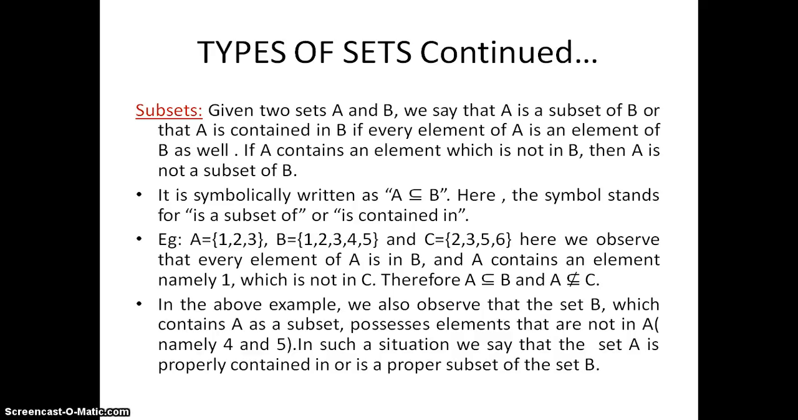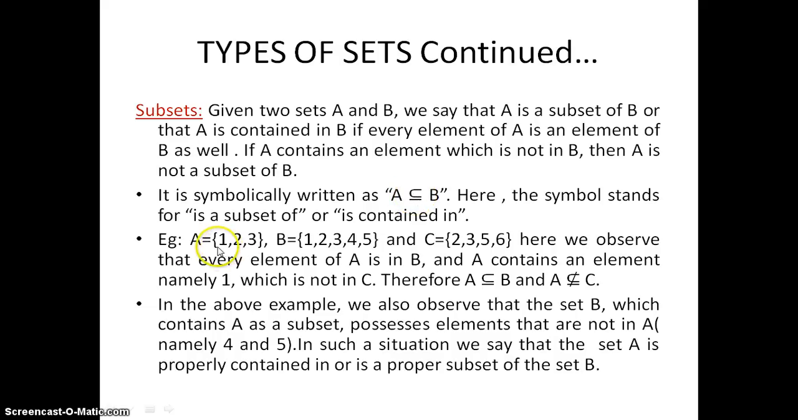Given two sets A and B, we say that A is a subset of B, or A is contained in B, if every element of A is an element of B as well. If A contains an element which is not in B, then A is not a subset of B. We have to be very careful about this point. It is symbolically written like this: A is a subset of B. This symbol stands for is a subset of or is contained in.